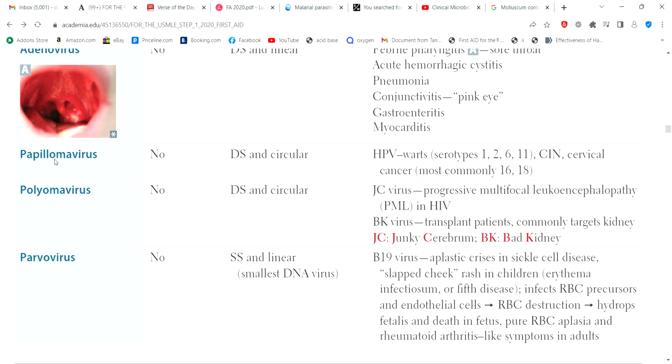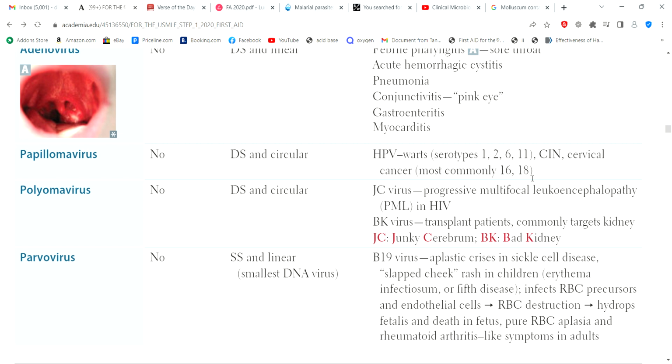HPV warts won't kill you. It's contagious, but it won't kill you. This other one, 16 and 18, they're evil and can kill you. So just think, the higher the number, the worse the situation for HPV. At least in this case, 16 and 18.